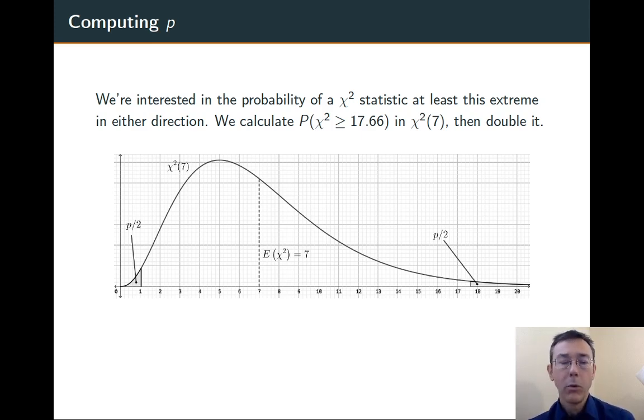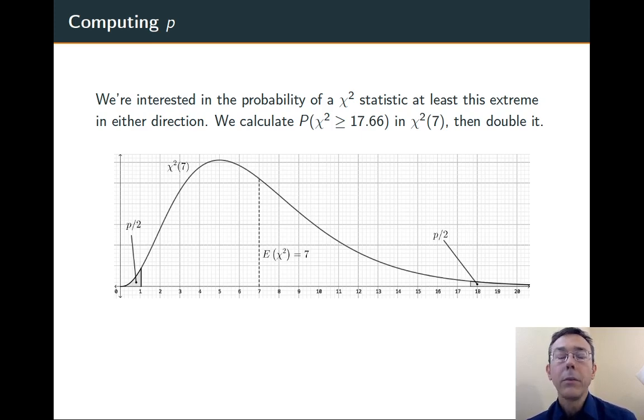We got 17.66. The probability of getting a chi-squared value more extreme than that on the right is just that shaded area on the right. Probability that chi-squared is greater than or equal to 17.66. Now, we'll want to double that. We want to know the probability of getting something more extreme than that just by random chance. In other words, we also want to take into account the shaded area there on the left. Should have an equal area.